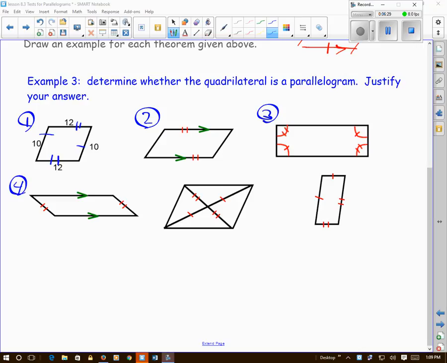Number 4, we don't have enough information because the sides that are parallel and congruent aren't the same sides as they were in number 2. Number 5, we see that the diagonals bisect each other. Therefore, that will be a parallelogram. And number 6 is not a parallelogram because it's not the opposite sides that are congruent, it's adjacent sides.